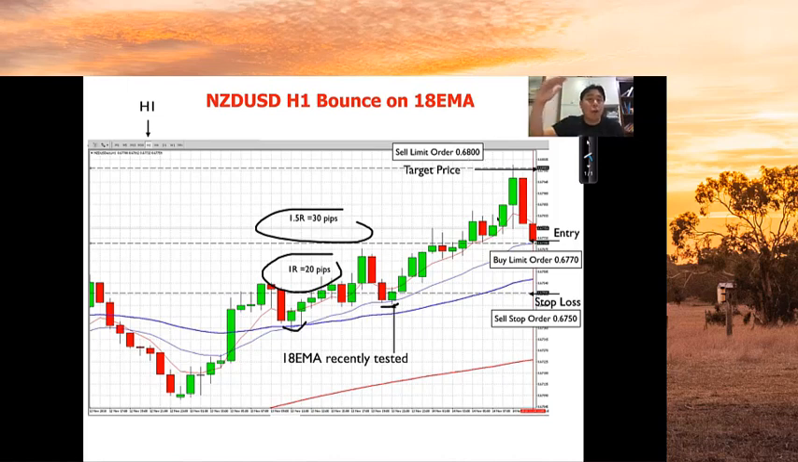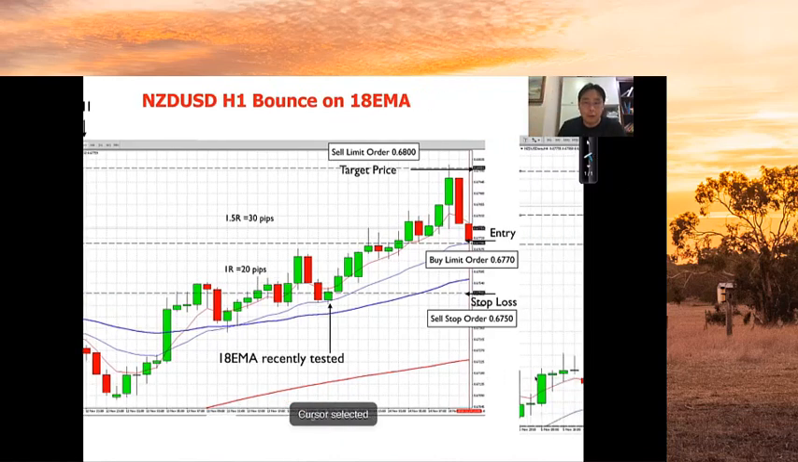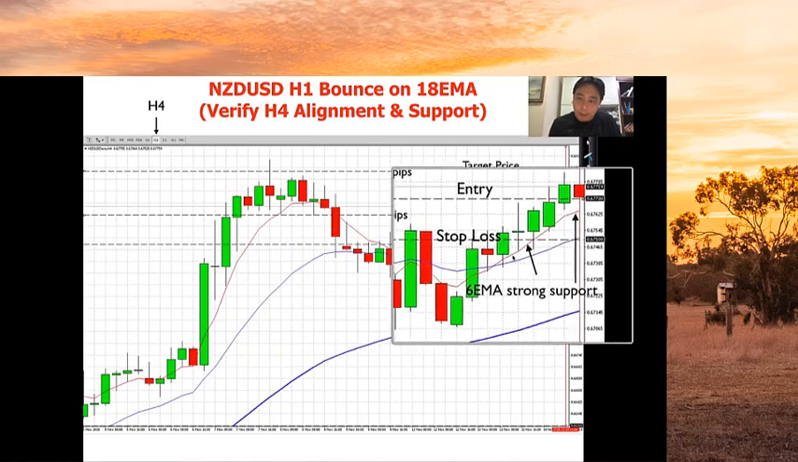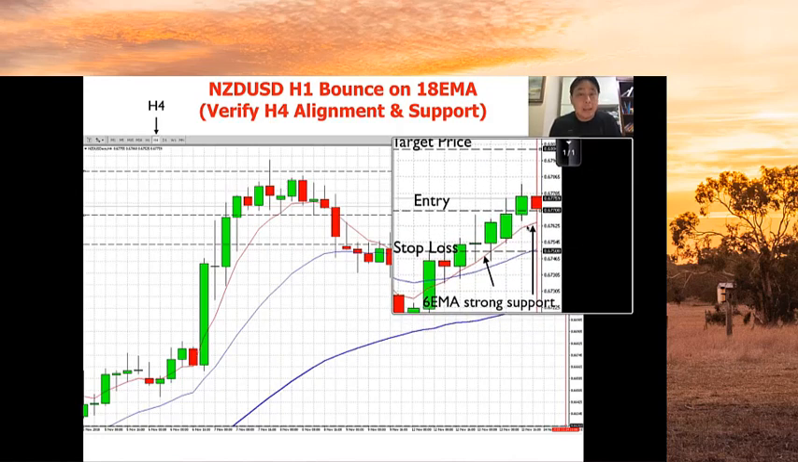That's right, I check H4 for alignment. Is H4 on an uptrend as well? So go to H4, and I can see again clear uptrend on H4. Moving averages aligned. Next, on H4, is my stop loss below a strong support as well? So again, I've drawn my entry price, my stop loss, and my target price over there. And I can see that on H4, my stop loss is below this red line. This red line over there. And this red line is the 6 EMA on H4.